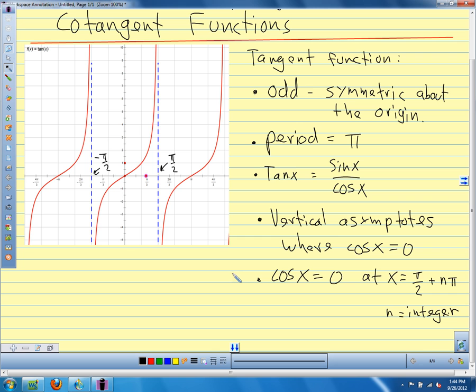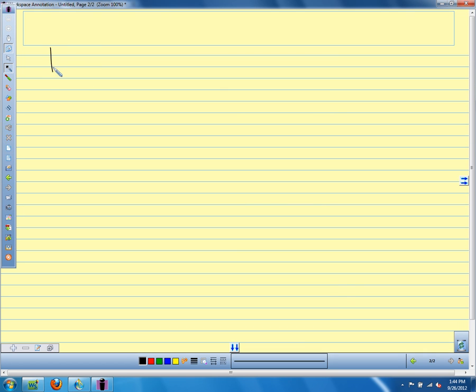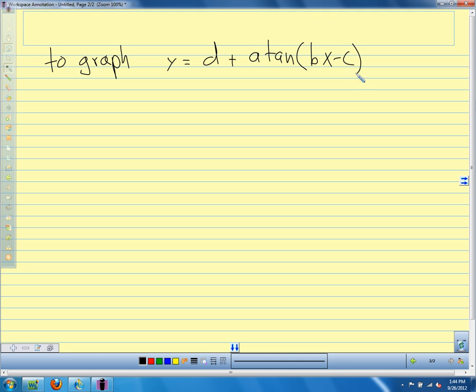Now to graph a specific tangent function, let's talk about our rules for graphing. They're quite a bit easier than the others. So we're going to graph y equals d plus a tangent of bx minus c, just like we've been doing with sine and cosine and cotangent and cosecant.